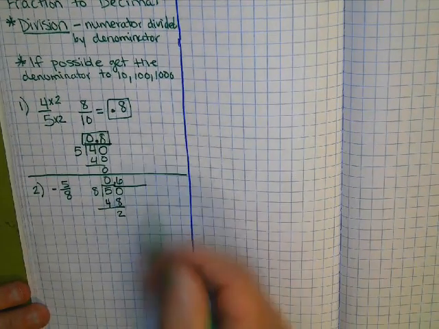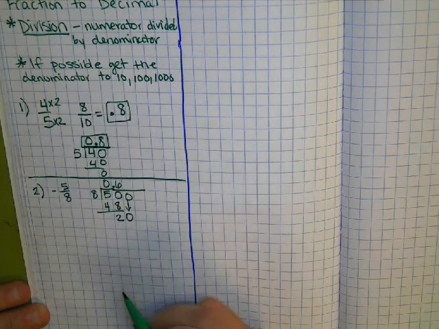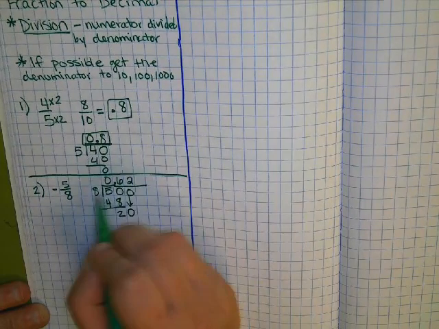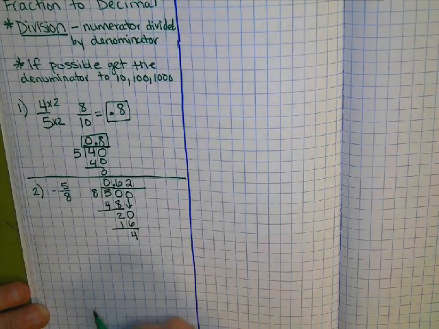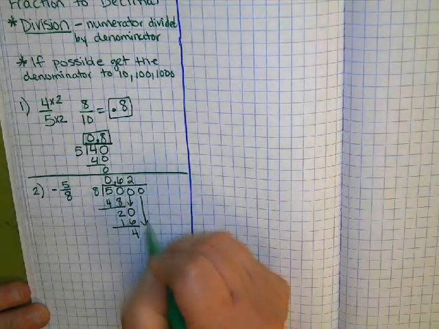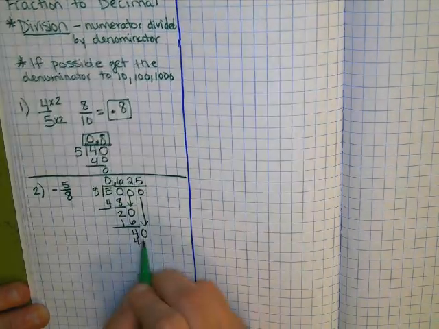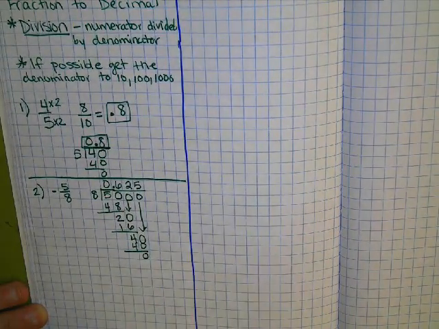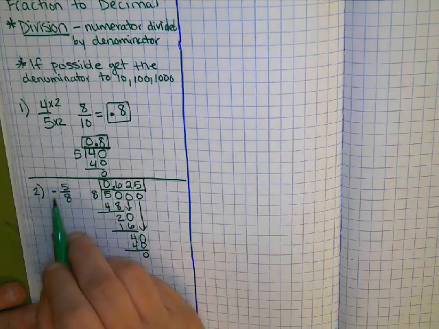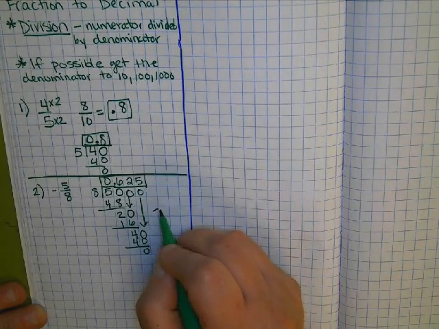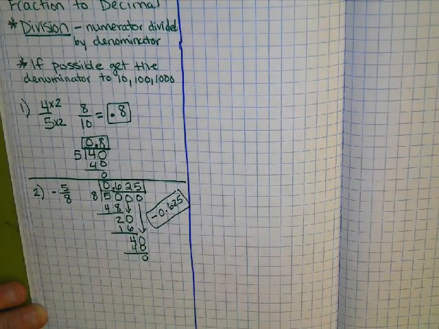Now, what do I need to do? If I have nothing else to drop down, I bring down a 0. 8 can go into 20 2 times. 2 times 8 is 16 with 4 left over. And I have to drop down another 0. 8 can go into 40 5 times. 5 times 8 is 40, and I am done. Now, the biggest mistake I see is that most people will just say, oh, 0.625 there. But don't forget, we had a negative sign. So this is negative 0.625. Don't forget your negative. That is one of the most common mistakes.